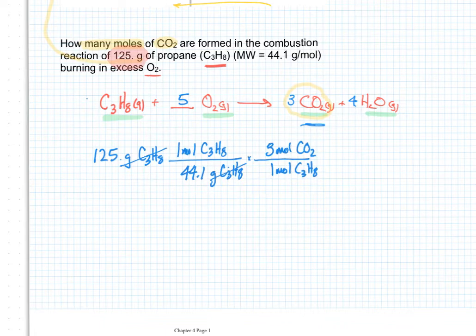Where did that come from? That came from the ratio here. There's a 1 out front here, and there's a 3 out in front of the CO2. So remember, this term is what allows you to switch from one factor to another. Here's the analogy I like to use.